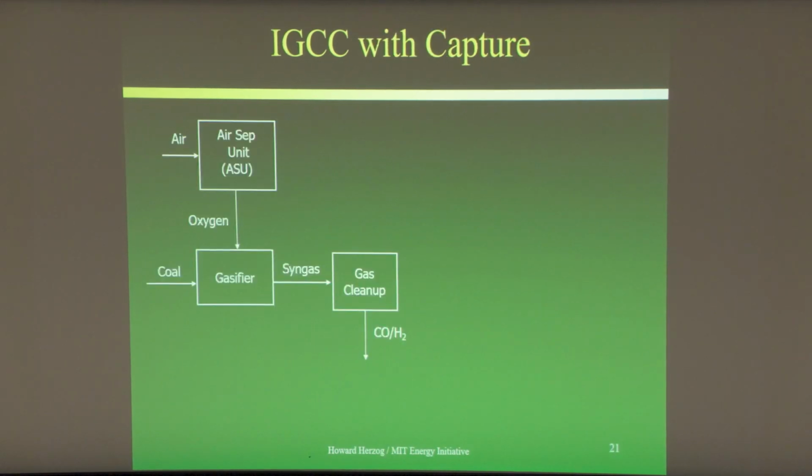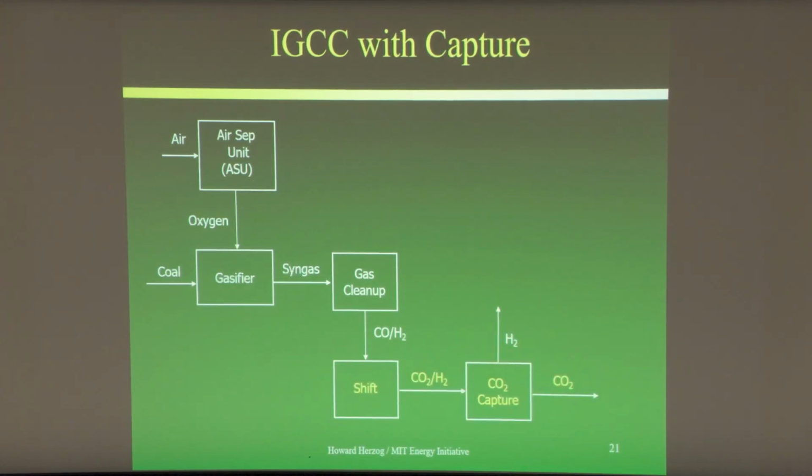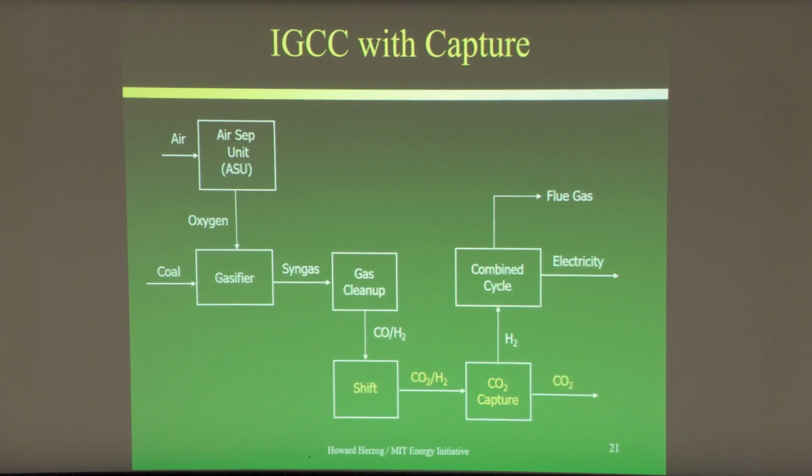If we were going to add carbon capture to it, the front's the same, but now we're taking that CO hydrogen mixture and putting it through a water gas shift. We're taking the energy out of the carbon monoxide, putting it into hydrogen. We're taking the carbon out of the carbon monoxide, putting it into CO2. Then we can do carbon capture. This will be at pressure. This will be some sort of physical sorbent where we get the CO2 out and now have hydrogen that goes into a combined cycle turbine.